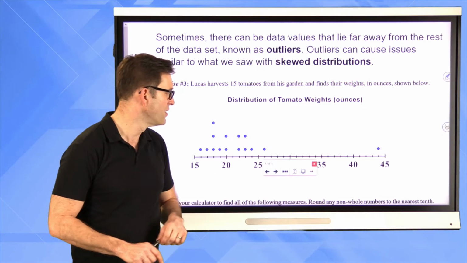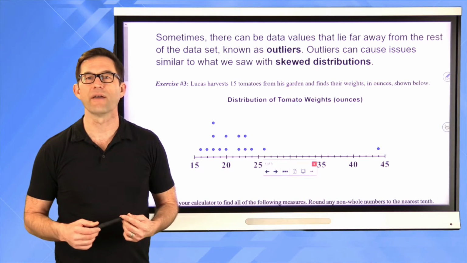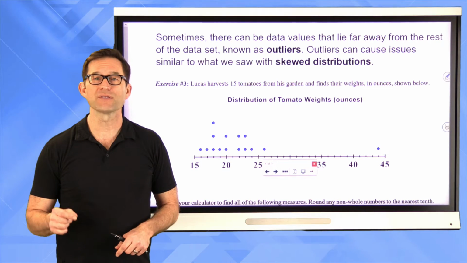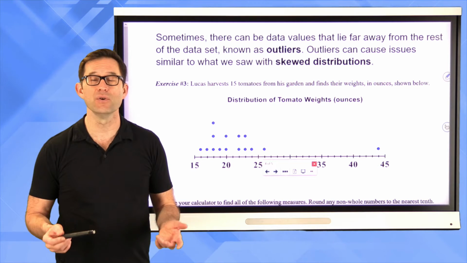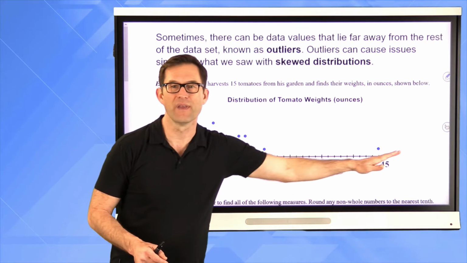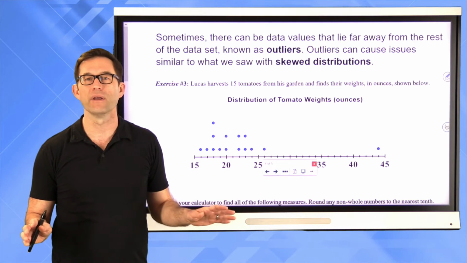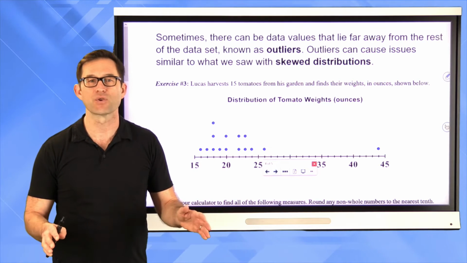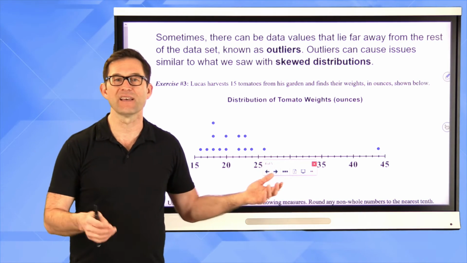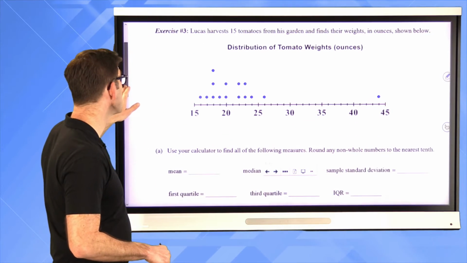Speaking of outliers, let's take a look at the next exercise. Sometimes there can be data values that lie far away from the rest of the data set, and these are known as outliers. Outliers can cause issues similar to what we saw with skewed distributions. And you can almost think about this as being like a distribution that is skewed off to the right. Now there's a technical definition for what an outlier is, and we're not going to get into that in this course. You'll take a look at that a little bit more in Algebra 2. We're going to be just informally assessing outliers, i.e., that's an outlier. Okay, but let's take a look at exercise number 3.